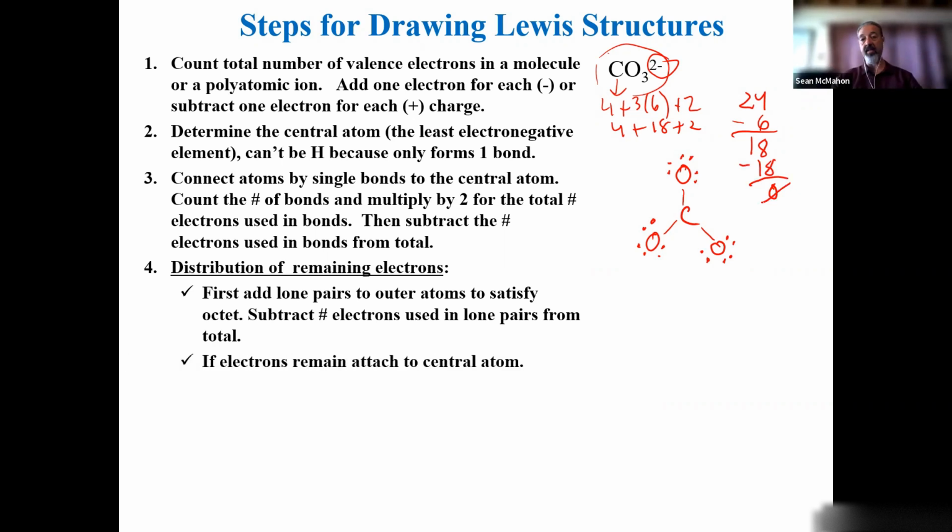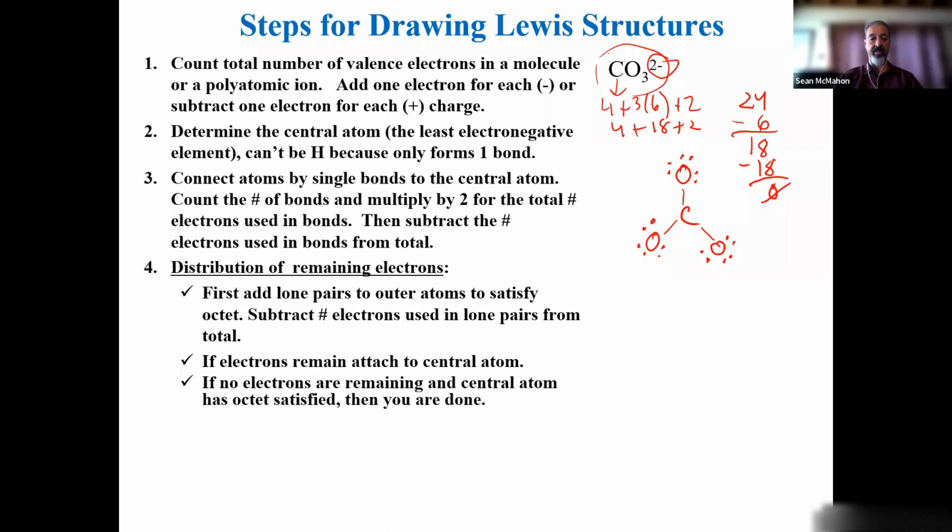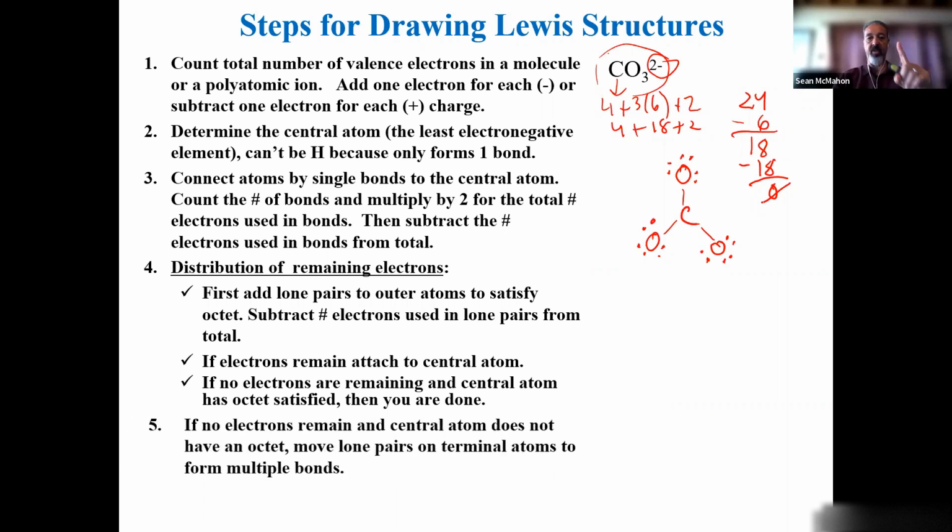If electrons remained, again from last lecture, I would attach them to the central atom, but none remain. If no electrons are remaining and the central atom has an octet, I'm done. Carbon does not have an octet. It only has 3 bonds, 6 electrons around it. So what do I need to do? That last step, if no electrons remain, I need to remove one of the lone pairs on the terminal atoms and form a multiple bond. So I might say, I'm going to take this one and move it right here. And I end up getting a structure of carbonate that looks like this.